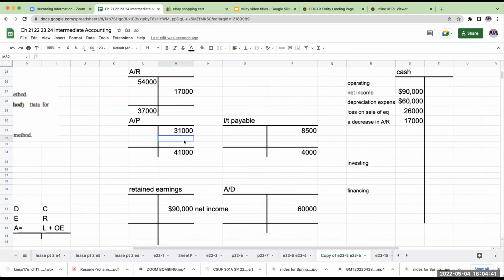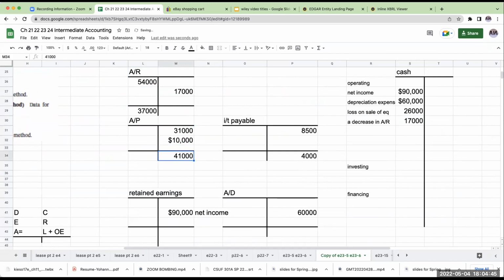It's decreasing. Accounts payable was at 31, went to 41. To balance it, I need a credit of 10. I do the opposite to cash, so I'm going to go ahead and debit this for 10,000. And what is happening with accounts payable? My accounts payable is increasing, right? Accounts payable is a liability. I increase it with a credit, decrease it with a debit. So this is going to be an increase in accounts payable.